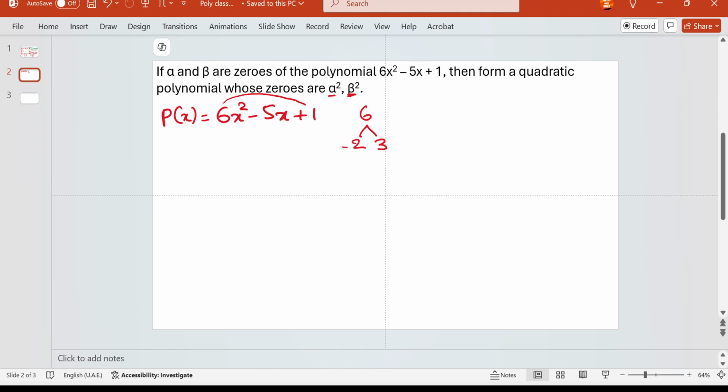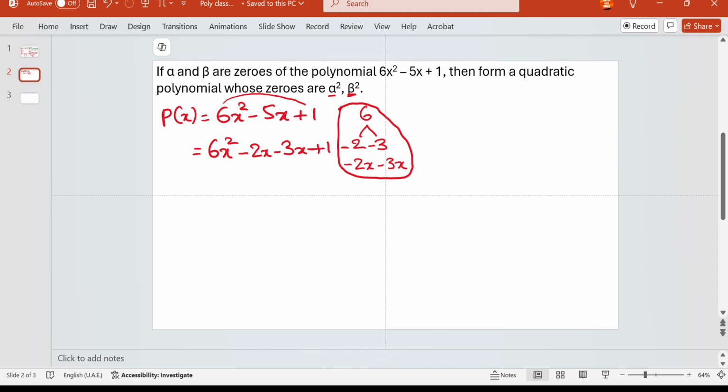So therefore, keep minus for both. So when we multiply minus into minus, it will get plus, and 2 threes are 6. So therefore, the middle term can be written as minus 2x minus 3x, right? Let us split the middle term. That is equal to 6x square, underneath 5x, the middle term, you will write it as minus 2x minus 3x plus 1.